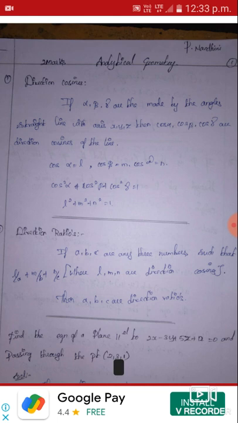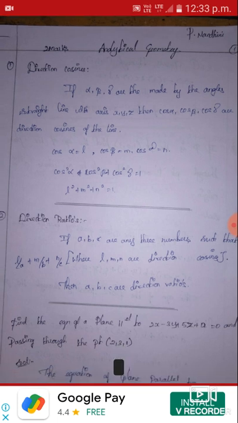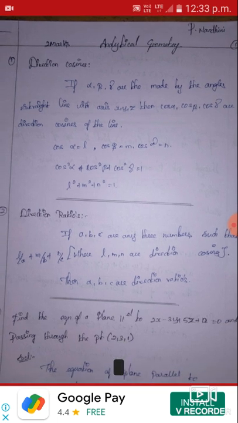What do you mean by directional cosines? The directional cosines are made by the angles to the coordinate axes, that is alpha, beta, gamma, made by the angles of the straight line. We can write cos alpha equal to L, cos beta equal to M, cos gamma equal to N. Cos square alpha plus cos square beta plus cos square gamma equal to 1. That is, L square plus M square plus N square equal to 1.